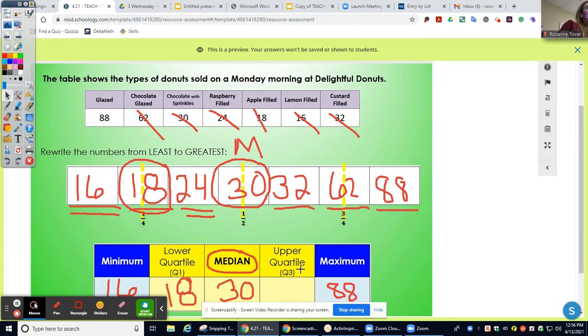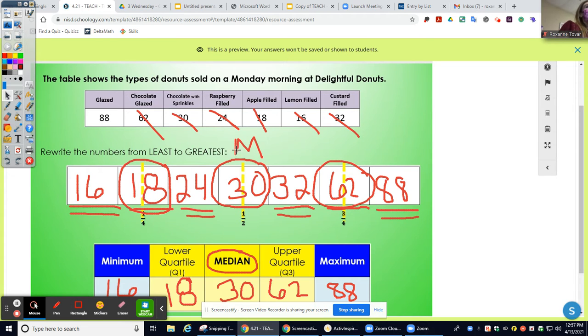And then I'm going to do the same thing with my upper quartile, which is like your higher numbers, your numbers all above your median. So I'm going to go 1, 1, and I can clearly see that 62 is my upper quartile, my quartile 3. All we did here was break our numbers, our data, into fourths.